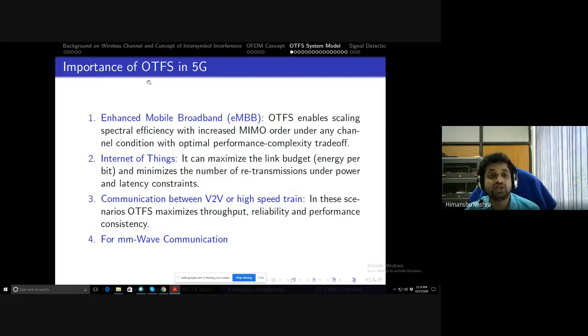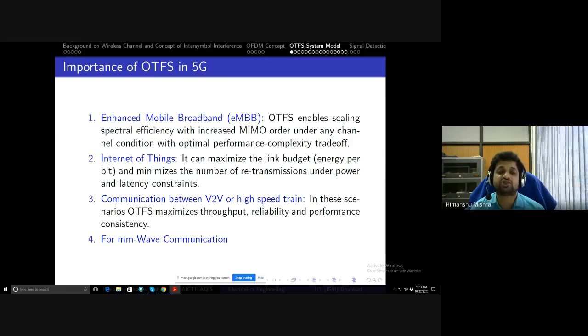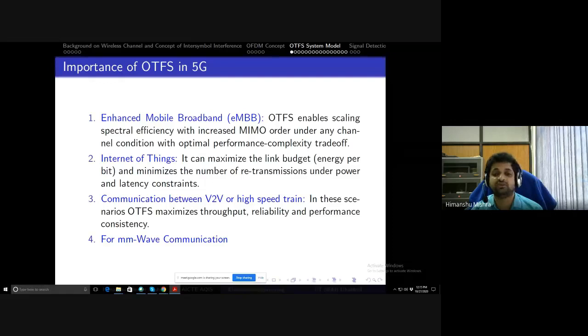Before going to OTFS, I would like to tell that it has a lot of importance for all the 5G concepts. Enhanced mobile broadband: OTFS enables spectral efficiency by increasing the number of antennas. Next is Internet of Things. You can get low latency communication also by using this OTFS. Another very important point is communication between vehicle to vehicle or high speed train. You will get highly maximized throughput, reliability and performance.